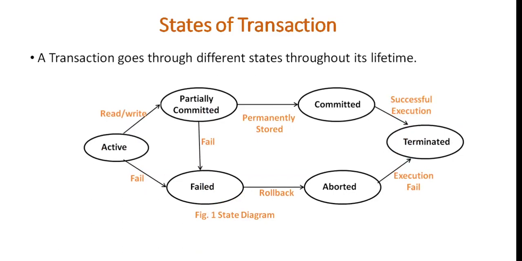A transaction goes through different states throughout its lifetime. That is, from starting to end, a transaction goes through these stages given in a diagram. So the stages or the states are active state, partially committed state, failed state, committed state, aborted and terminated. Okay, so these are the 7 states through which a transaction goes, from starting to end. Now one by one we'll see each of them in detail. This is called a state diagram of transaction.